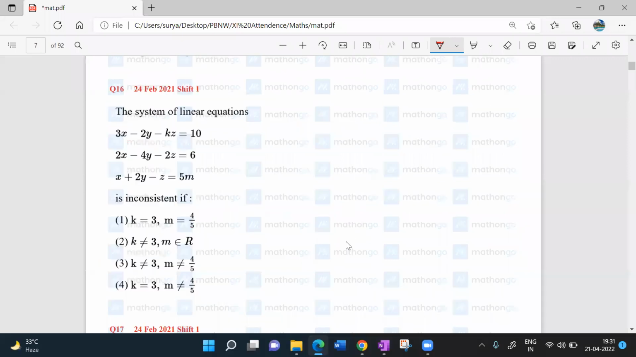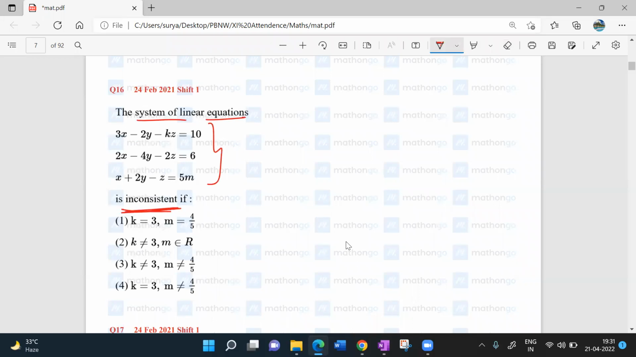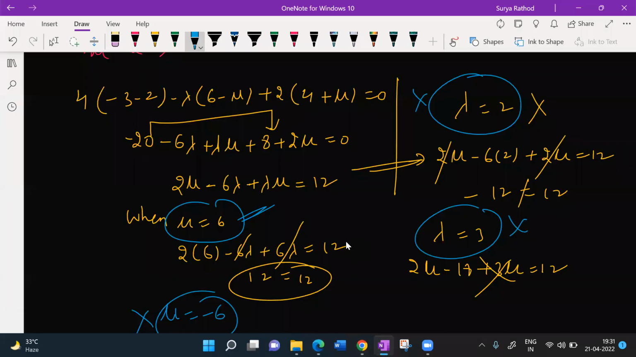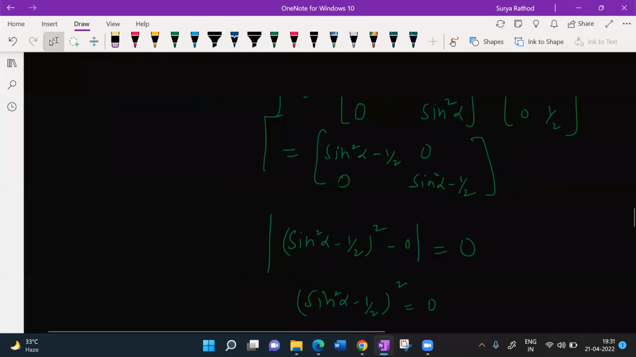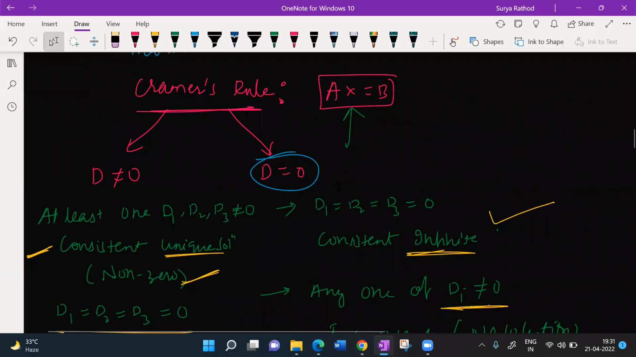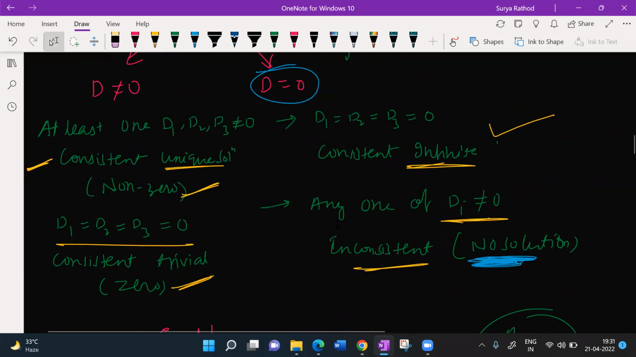Look at this. See here, every year you are getting so many questions on system of linear equations. So solve this question now. System of linear equations, this one is inconsistent. He is saying inconsistent. Inconsistent is nothing but what? Check.